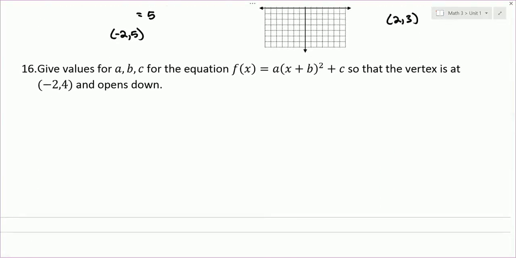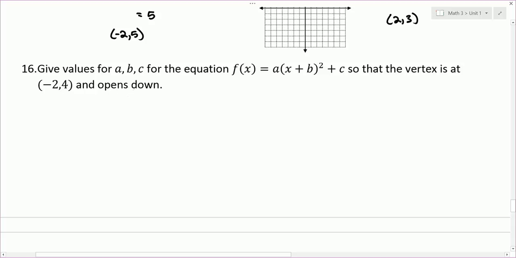16. Give values for a, b, and c for the equation f of x equals a times (x plus b) squared plus c, so that the vertex is at -2, 4, and opens down. So we have a little bit of freedom here, but we have to make sure it meets our criteria. 2 criteria, it's got to be in this form. That's the third, I guess. It's got to have a vertex at -2, 4, and it's got to open down.